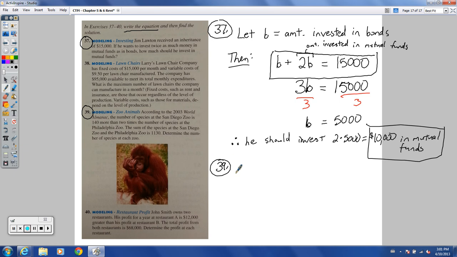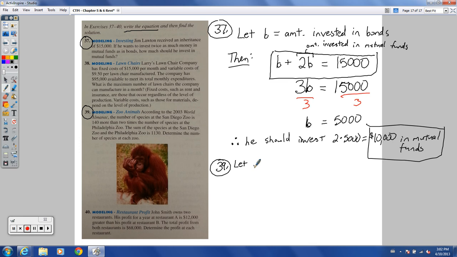Let's see if I have enough room to fit in 39 here. I'm going to try to make this work. So zoo animals, and according to the 2003 World Almanac, the number of species at the San Diego Zoo, really cool place, if you've never been there, you should go check it out, is 140 more than 2 times the number of species at the Philadelphia Zoo. So it sounds like there's a lot more animals at San Diego Zoo than the Philadelphia Zoo. The sum of the species at San Diego Zoo and Philadelphia Zoo is 1130. Determine the number of species at each zoo.